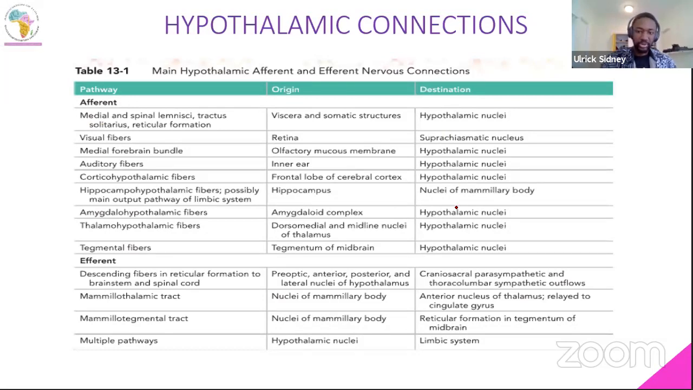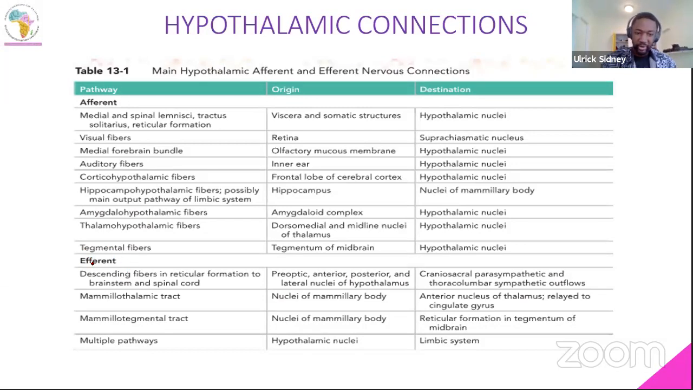So if you know it's going to a hypothalamic nucleus, when you're told it's coming from the medial or spinal lemnisci, reticular formation, you already envisage that it's going to be visceral and somatic. Visual, obviously, from the retina. Medial forebrain, obviously, olfactory, auditory, inner ear. Cortical, hypothalamic, frontal lobe, obviously. Hippocampal, hypothalamic, you have the answer. Amygdalo-hypothalamic, again, same thing. Thalamo-hypothalamic, tegmental from the midbrain.